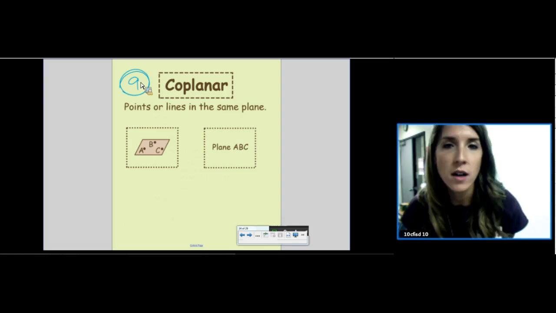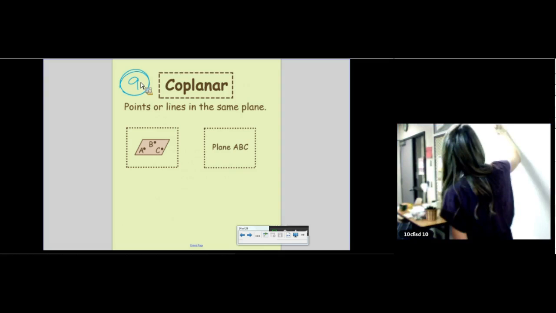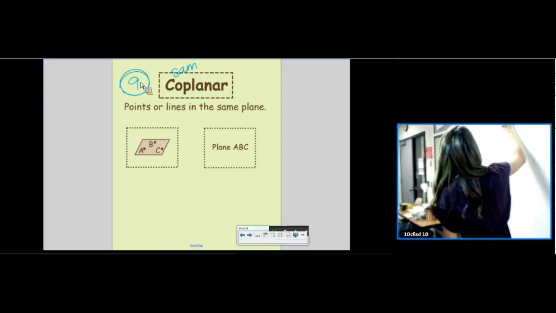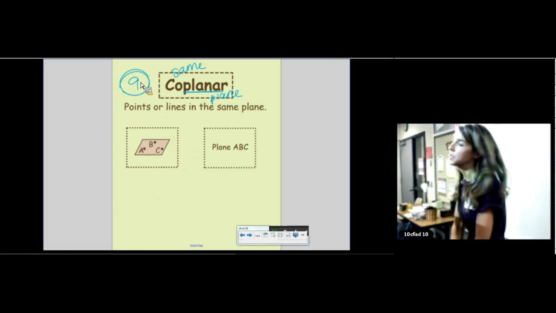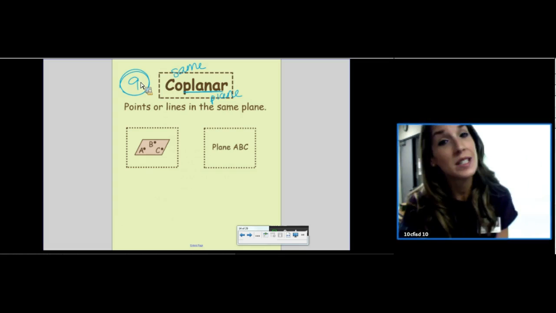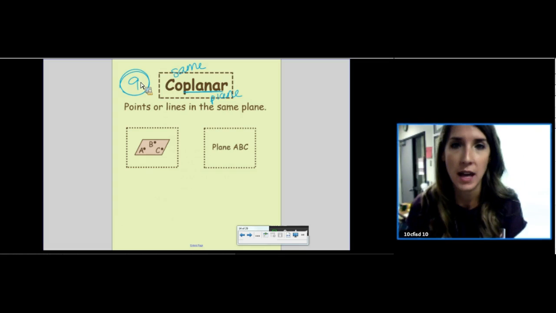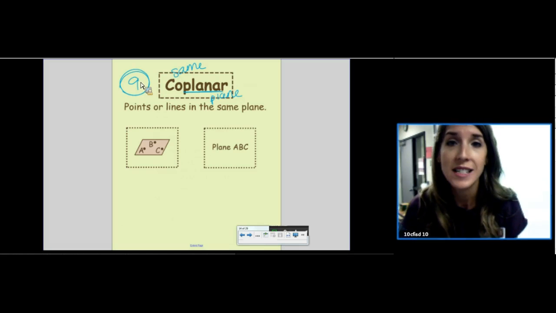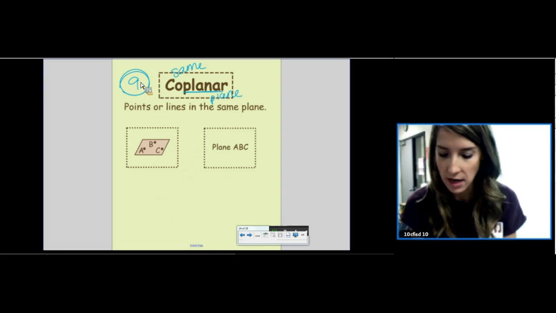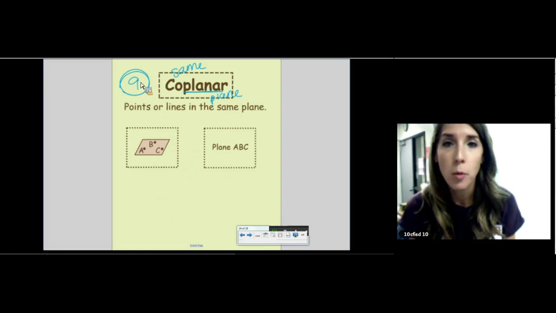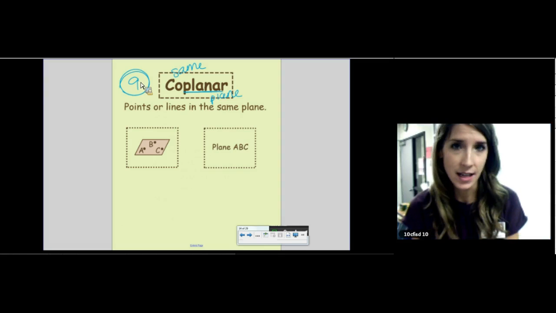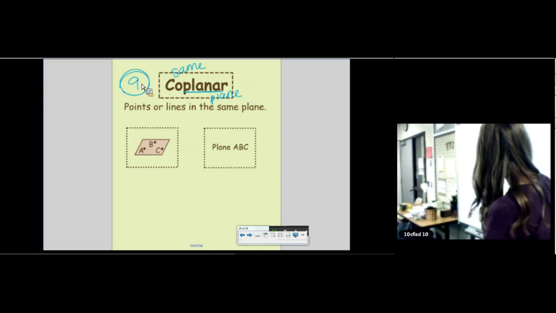Okay, coplanar means the same thing. Co means same, but planar, too bad that's not an E, means plane. So coplanar are points or lines in the same plane. So collinear, same line. Coplanar, same plane. There's no notation. Non-coplanar, obviously, points or lines that are not in the same plane. So we're skipping that.